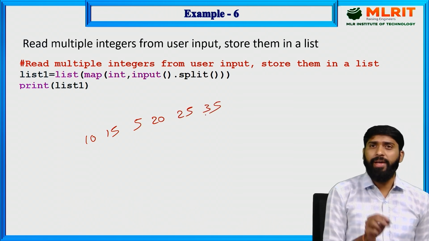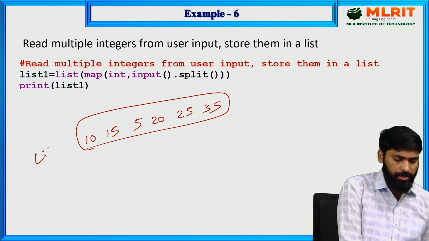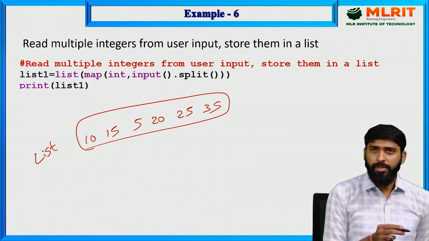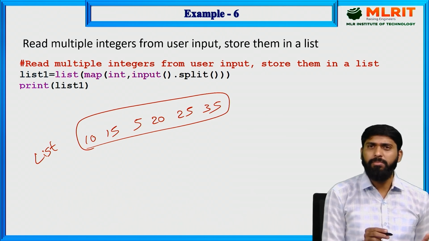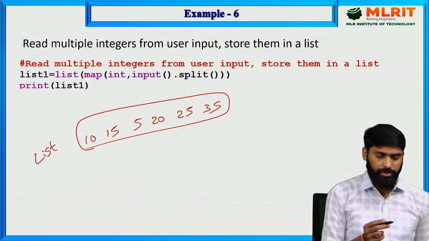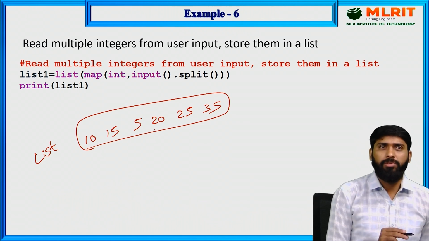Now I want to assign all these values to a list. A list is similar to an array in C programming. In an array we store similar data items, but in a list you can store different types of data items. That is the difference. So now I want to assign these values to a list.